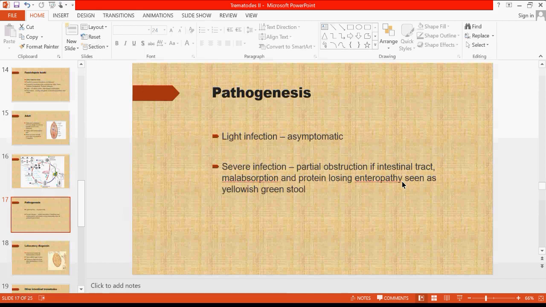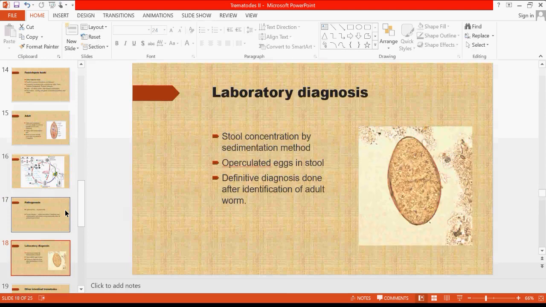Protein will not get absorbed into the small intestine. Therefore, the protein gets excreted into the stool, which results in the yellowish green stool along with the malabsorption. So this will be the pathogenesis or the symptoms of the patient in a severe infection.